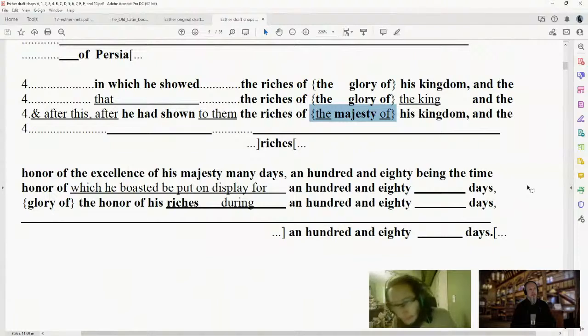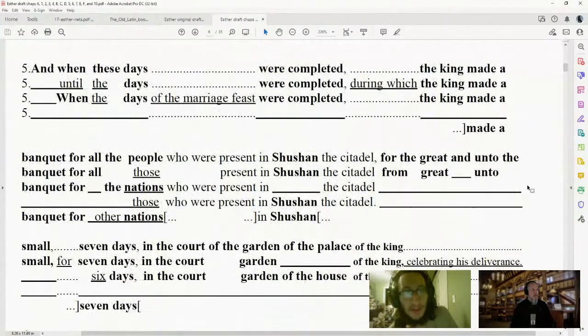Okay, so now verse 5. When these days were completed, versus the Septuagint, which says, when the days of the marriage feast were completed, or of the feast. So the Alpha text agrees and says, until the days. It does not say of the marriage feast. So this is an example where the more ambiguous text is probably the correct reading.